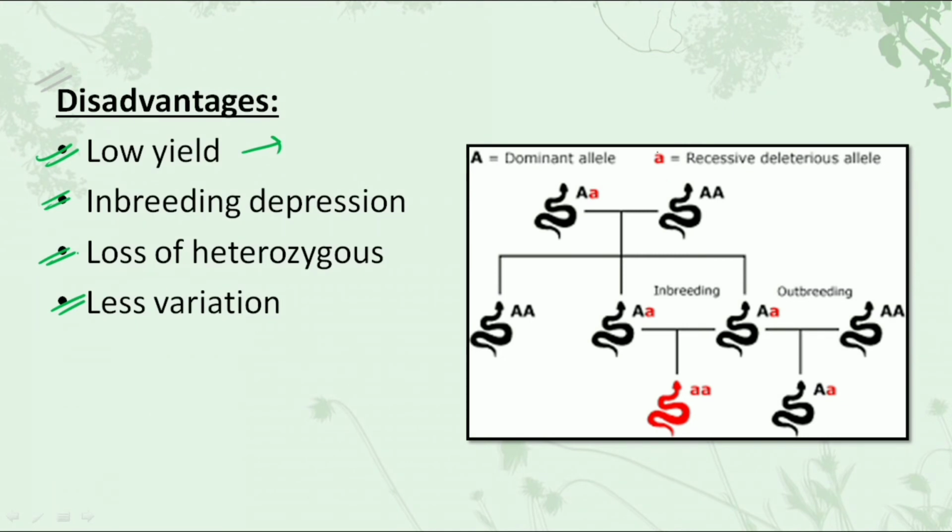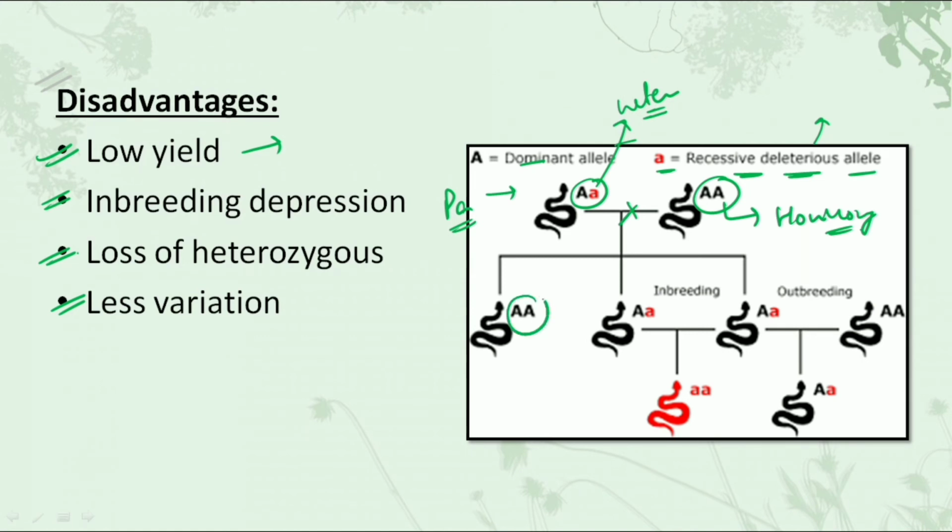As you can see in the figure also, we have capital A as our dominant allele and the small a as our recessive deleterious allele, that is, it is somewhat dangerous in nature. In the beginning we have the parents which had capital A small a and capital A capital A. Capital A small a is the heterozygous condition as we have discussed. Capital A capital A is the homozygous condition. Now as and when they are interbred, when the inbreeding occurs, we would have the final result as capital A capital A, capital A small a, capital A small a, and one more capital A capital A.